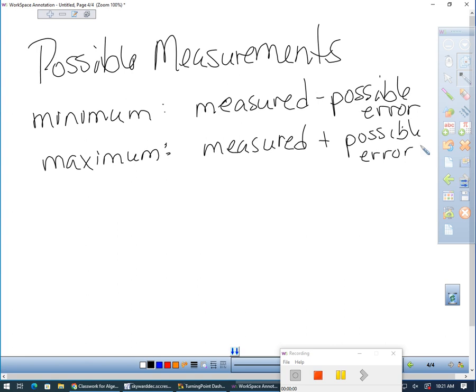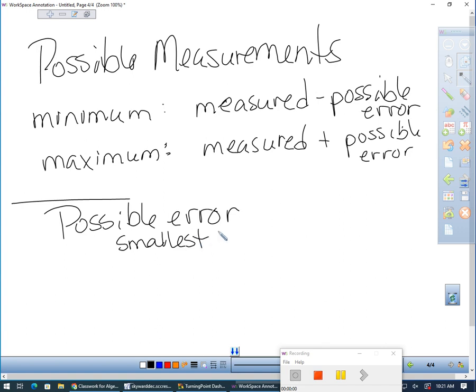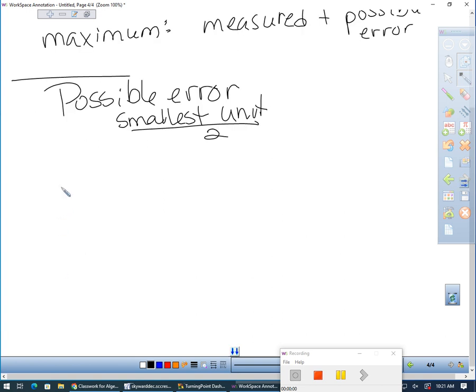All right, so first we have to talk about what possible error means, okay, before we get into that part. When we talk about possible error, we are going to take the smallest unit and divide by 2. Okay, so for example, let's say I measure something and it's 231. My smallest unit of measure is the ones column. So I would take 1 and divide by 2. That means I can be off by plus or minus 0.5.